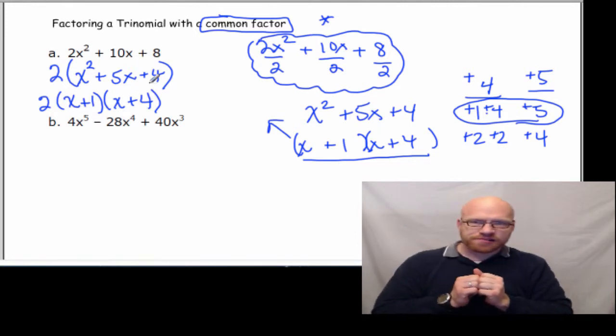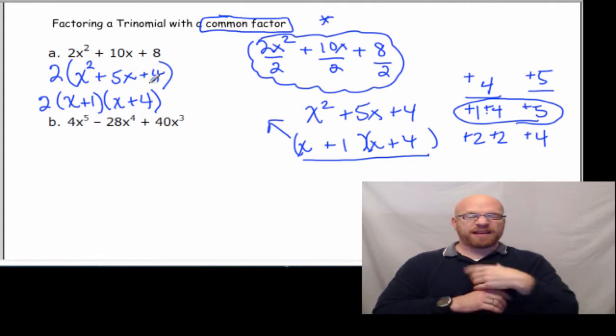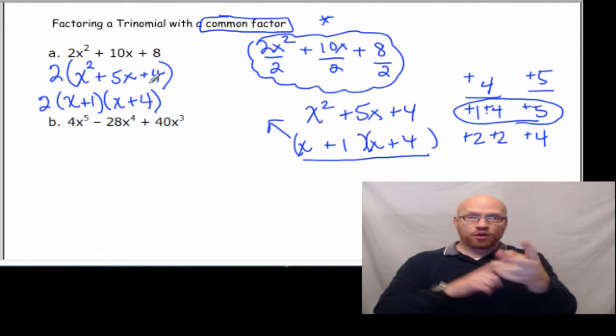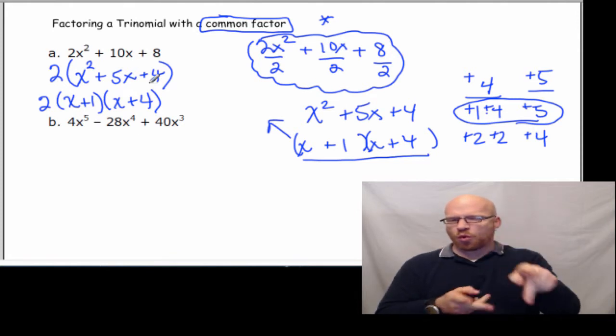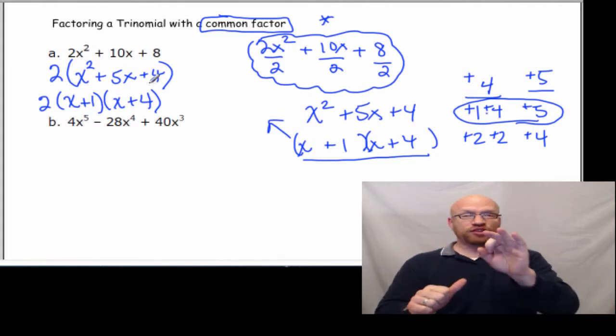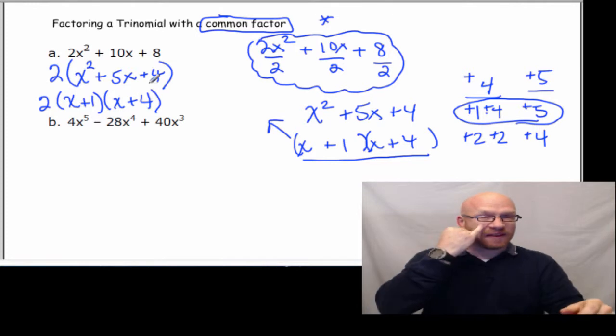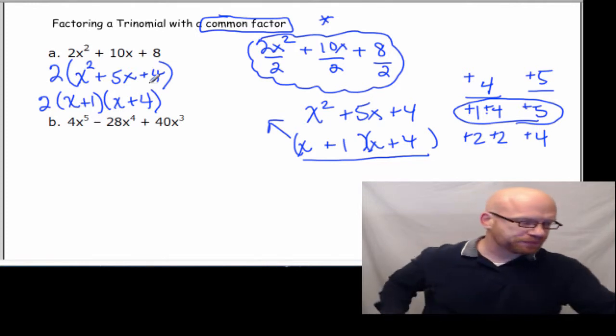Now, B seems a little bit more complicated, but they have one in common. Well, they have several that could divide through. I could divide by 2, or I can try to divide by a 4. Now, the first coefficient is 4. I can divide that through and see what happens. We'll try that first.